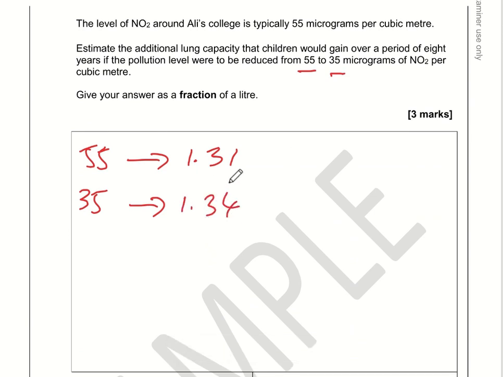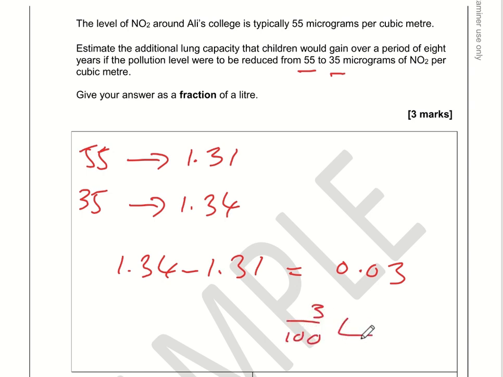Okay, so what is the difference? Well, 1.34 minus 1.31 is 0.03, and we need to give your answer as a fraction of a litre, or 0.03. If we've got 2 decimal places, we're talking in 100ths, so that is 3 100ths of a litre.